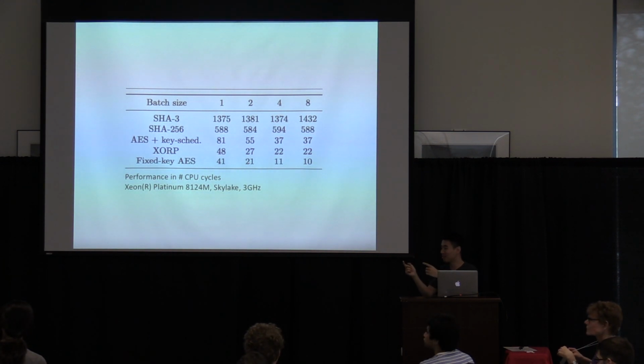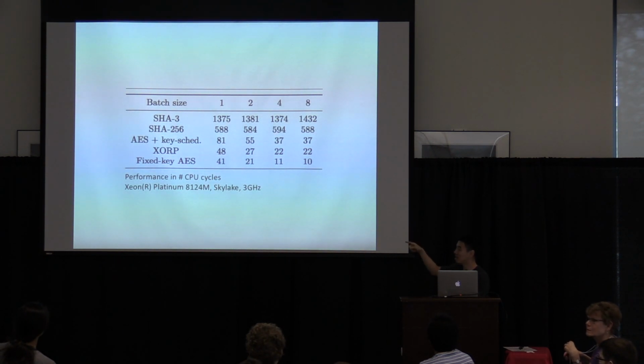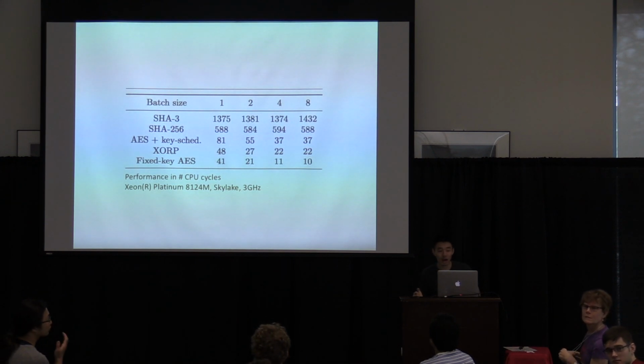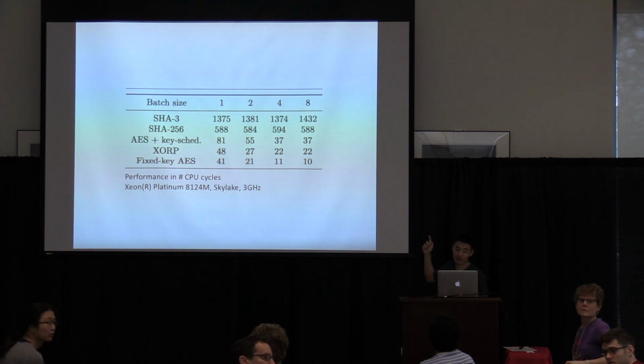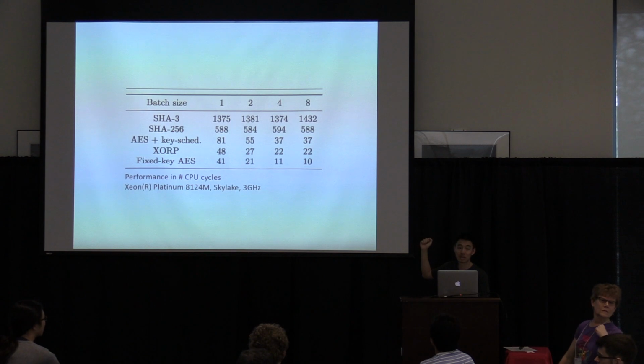So the XORP is using two different versions of fixed key AES? Yes, with 128-bit input and 128-bit output. Are these CPU cycles per bit of the message, or for what? They're CPU cycles per call.